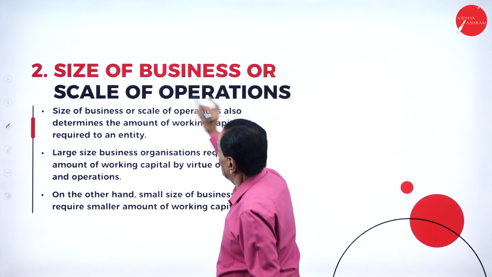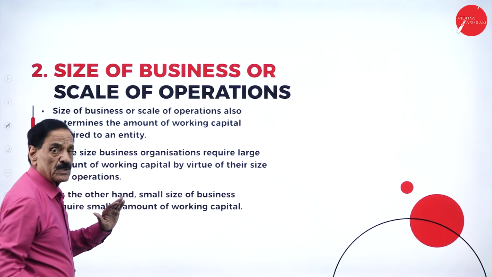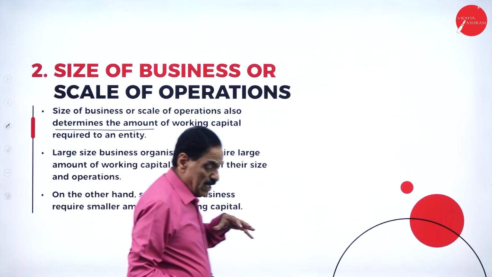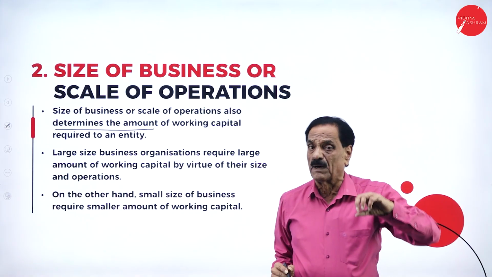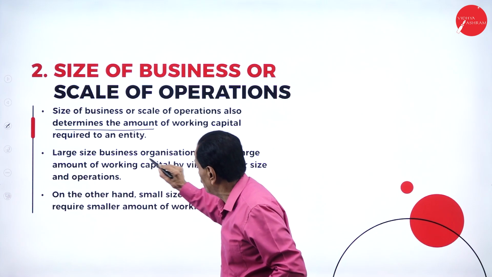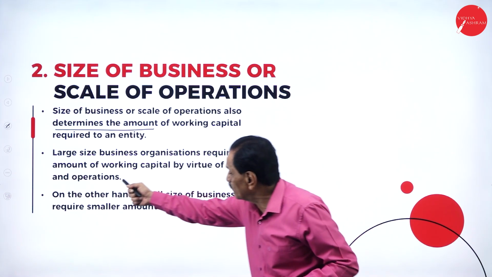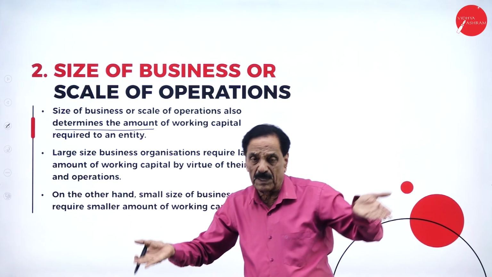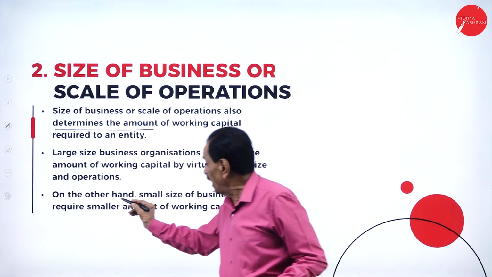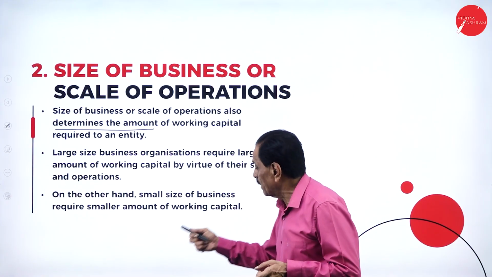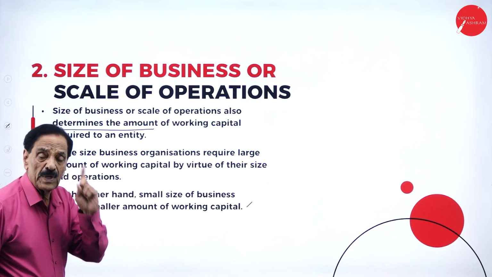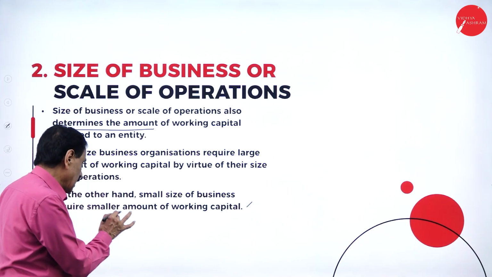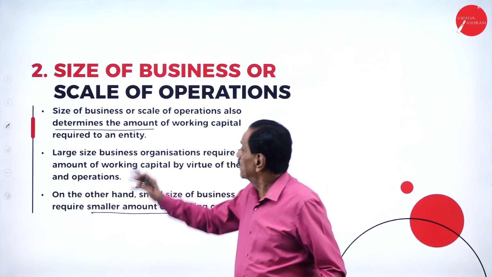Second one, size of business or scale of operation. Size of business or scale of operation also determines the amount of working capital required by an entity. Large business organizations require a large amount of working capital by virtue of their size and operation. Large business requires large working capital. Small business requires small working capital. This is important. Here, a large size business requires a large amount of working capital. If the size of the business is small, it requires a smaller amount of working capital. This is your size of business.